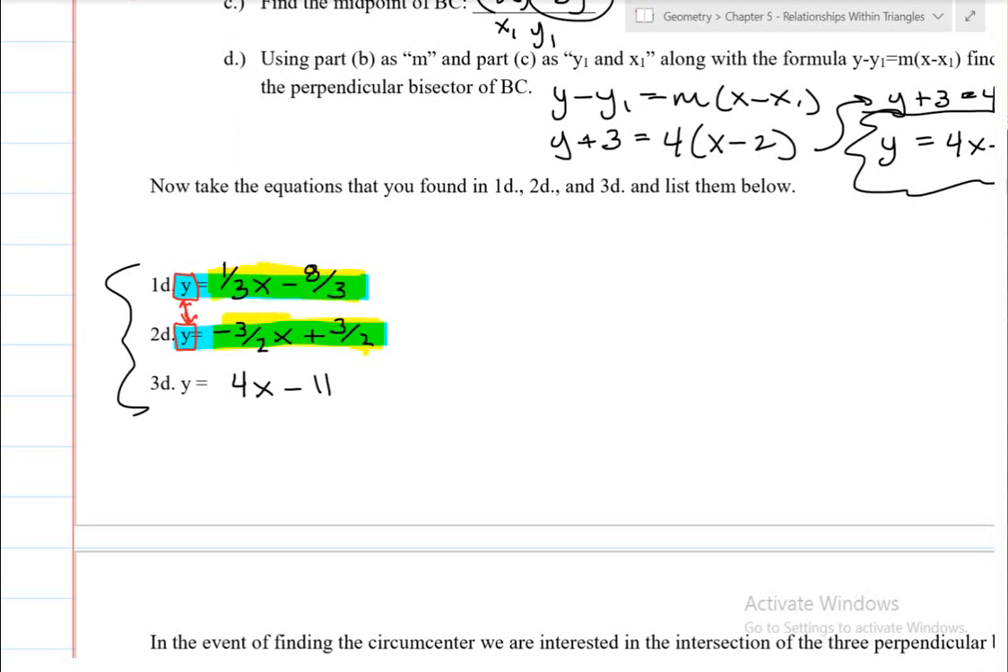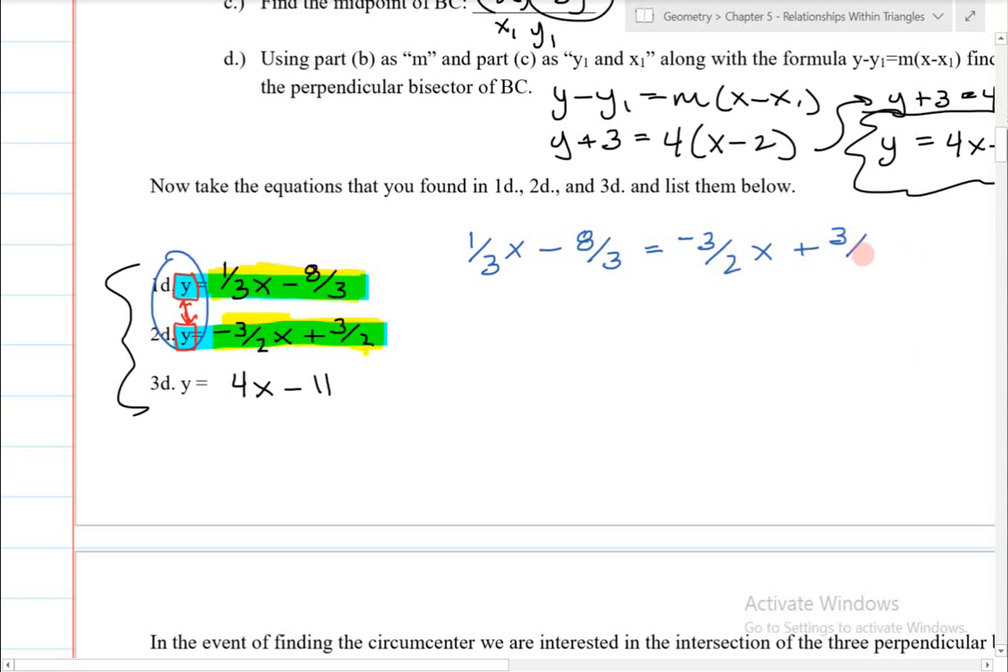That's the substitution technique that we've used in Algebra 1. If these y's are the same, then the algebraic expressions that create them have to be the same. So I'm just going to write 1/3 x minus 8/3 should equal negative 3/2 x plus 3/2.